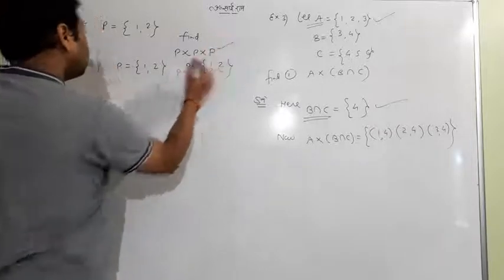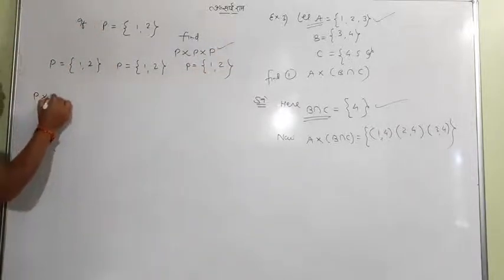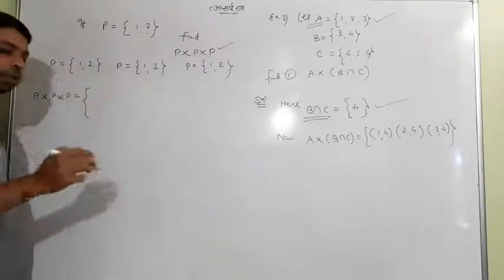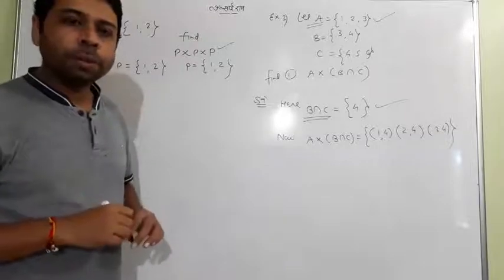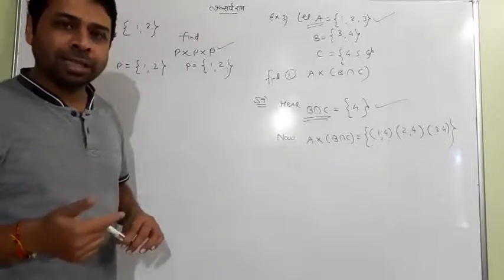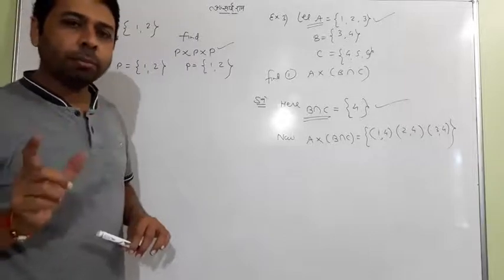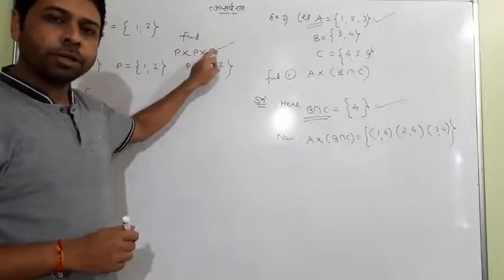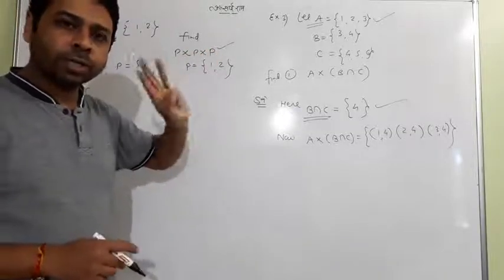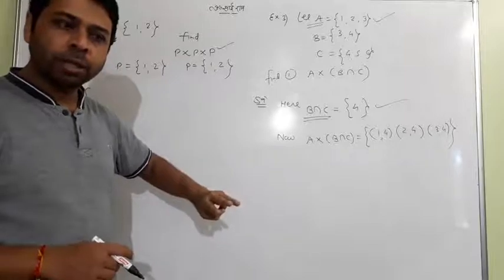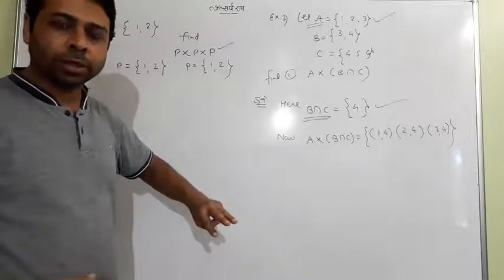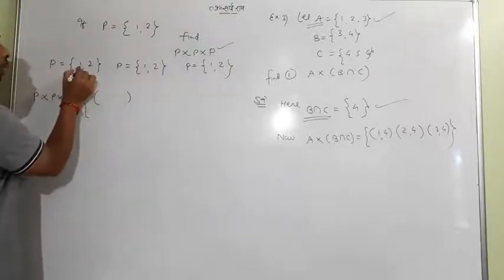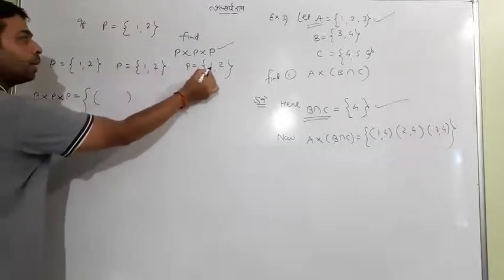What to find out? P cross P cross P. So how will you find it? This time the points will not be ordered pairs, there will be triplets, meaning in a single bracket three elements will come, because it is P cross P cross P. It's a Cartesian product of three sets, so the elements will be in triplets. What triplet? Like that. The first element is 1, 1, 1.